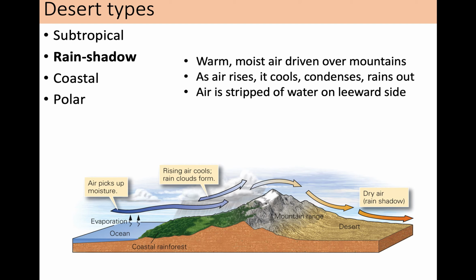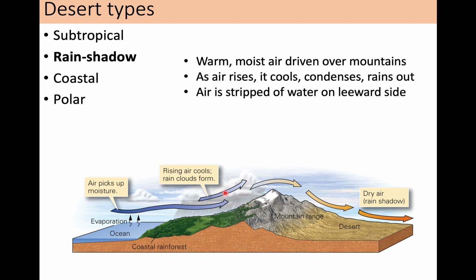A rain shadow desert, it's a little different. So these are actually caused by the surface topography. So as warm air is forced over a mountain, so here we have our mountain, it is next to our ocean, warm and moist because it's over the water, so there's going to be a lot of moisture in the air. As it is forced up over the mountain, because the air can't move through the mountain, it has to move up, it'll just go up and over.